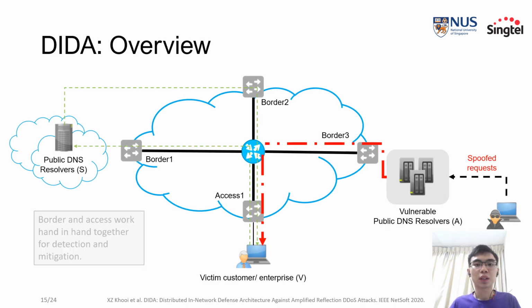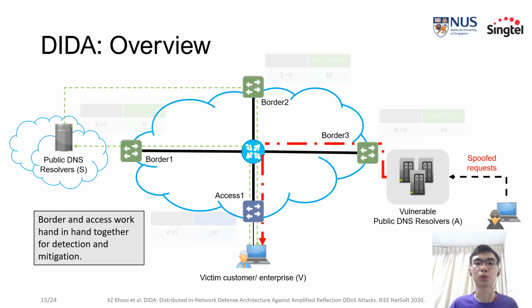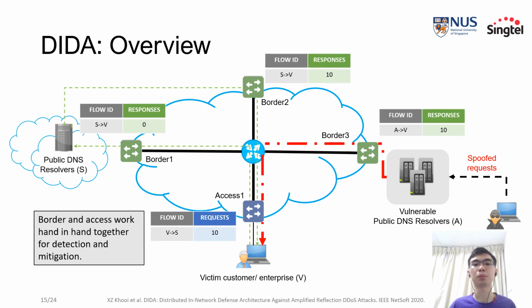As an overview, DIDA requires replacing both the access and border routers, with each of them keeping track of the requests and responses respectively. The access and border routers would work together hand in hand for detection and mitigation.